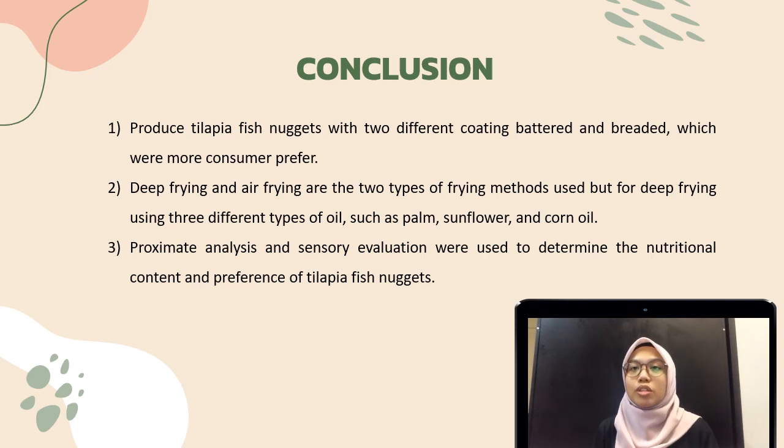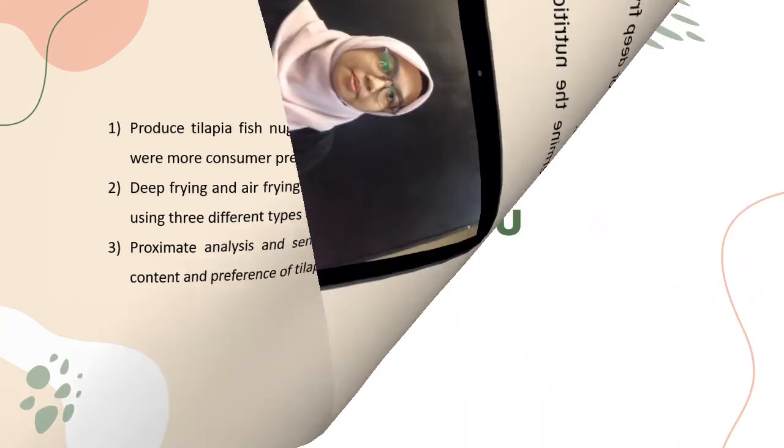Lastly, the conclusion for our project is we want to produce tilapia fish nugget with 2 different coatings, batter and breaded, to see which consumers prefer. Second, deep fry and air frying are the 2 types of frying method used, but for deep frying we use 3 different types of oil such as palm, sunflower and corn oil. And proximate analysis and sensory evaluation were used to determine the nutritional content and preference of tilapia fish nugget.